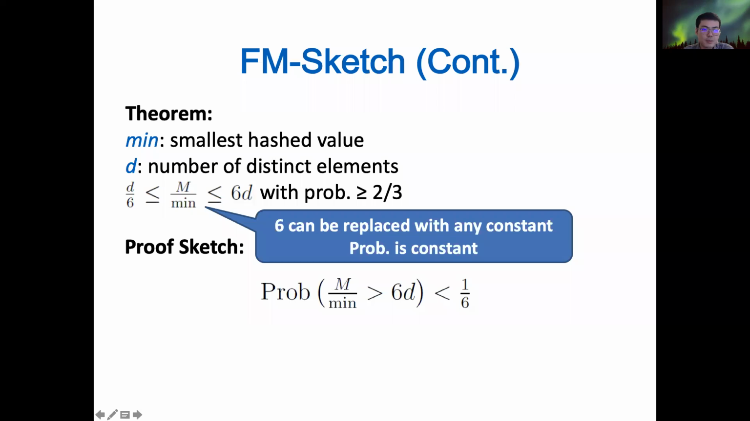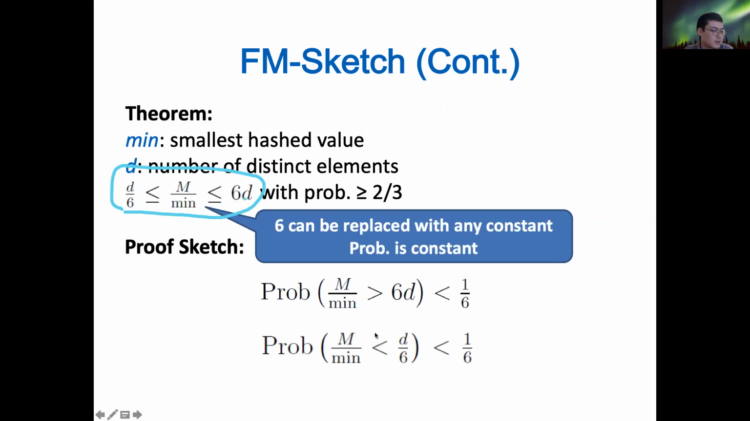So now let's prove this. So it's within a factor of 6 from the number of distinct elements on both sides. The probability is going to be at least 2/3. In order to prove this, we'll prove two things. This is one thing. This is the second thing.